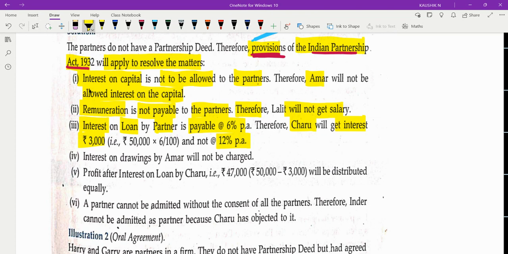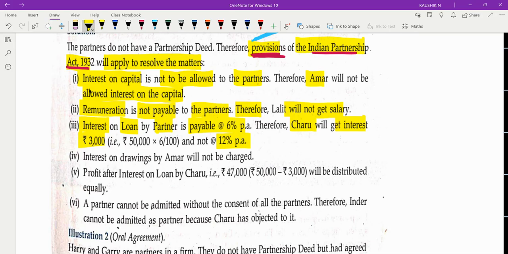If you just stop at "interest on loan by partner will be allowed at the rate of 6% per annum" without showing this calculation, then the teacher will not award the full marks for the problem, or she may award only half a mark, or she may even cross that particular answer as wrong completely.